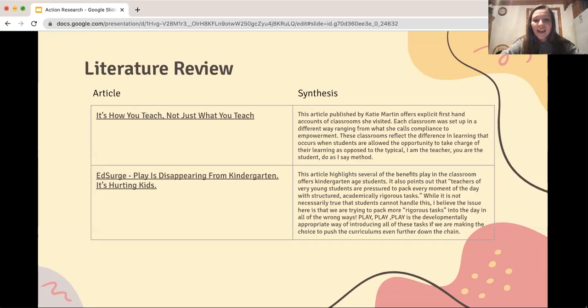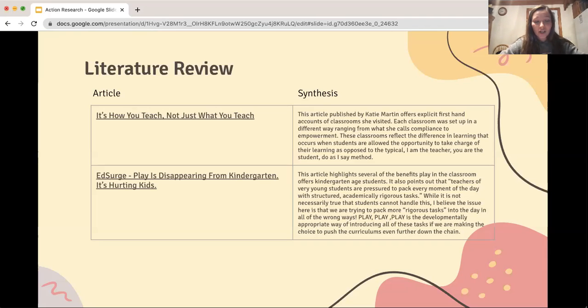But nonetheless, it highlights several of the benefits of play in the classroom, for more than just academic reasons: social and emotional reasons, right? We know that play does a lot for children, so this article highlights a lot of that. It also points out that teachers are pressured to pack every moment of the day with structured, academically rigorous tasks. And I cannot agree more with this.